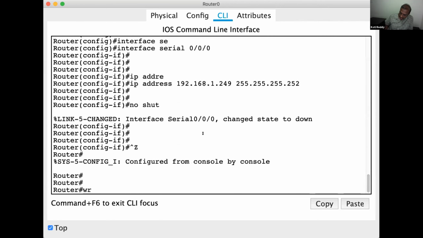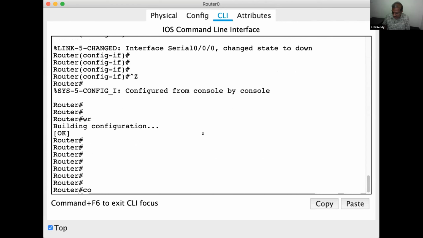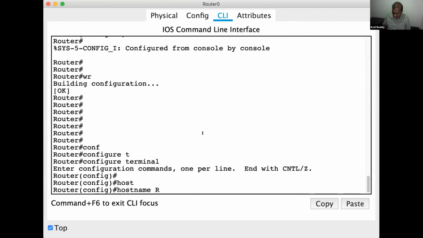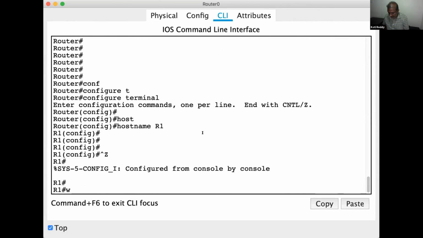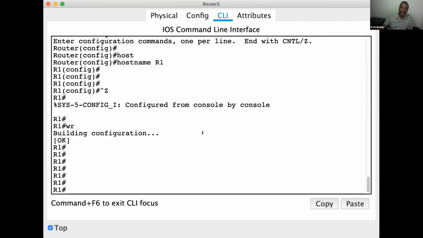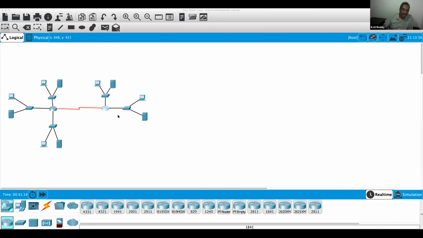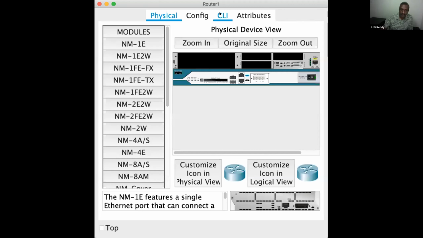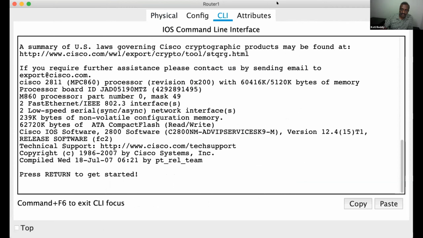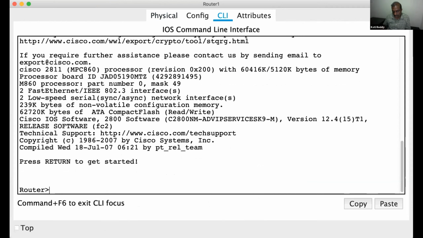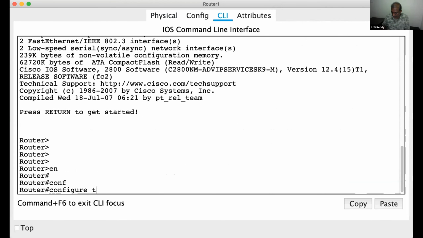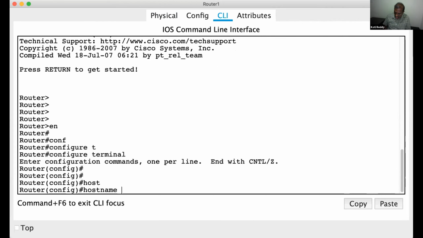I say configure terminal, hostname R1. That's how I configure the first router. Now let us configure the second router also. I say enable, configure terminal, hostname R2.